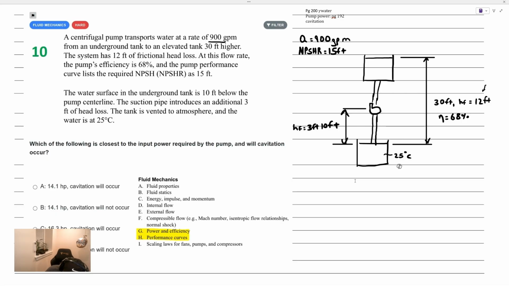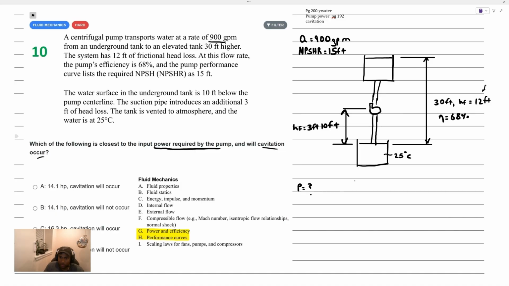Okay. Which of the following is closest to the input power required by the pump? So we're looking for the pump power, and will cavitation occur? We're going to talk about the idea of cavitation, but first, let's focus on the idea of pump power and how we can find that pump power.